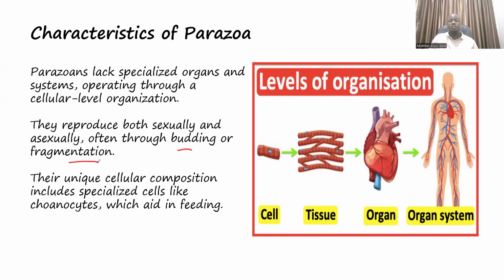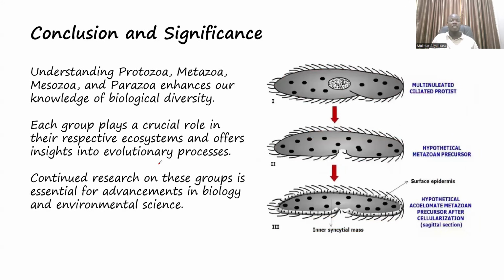And their unique cellular composition includes specialized cells like choanocytes, which aid in feeding. So in conclusion and significance, understanding protozoa, metazoa, mesozoa, and parazoa enhances our knowledge of biological diversity. Each group plays a crucial role in their respective ecosystems and offers insight into evolutionary processes. Continued research on these groups is essential for advancement in biology and environmental science.